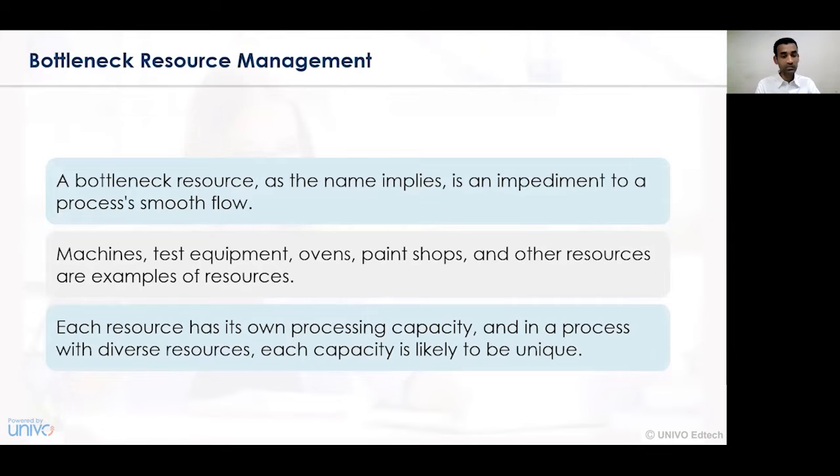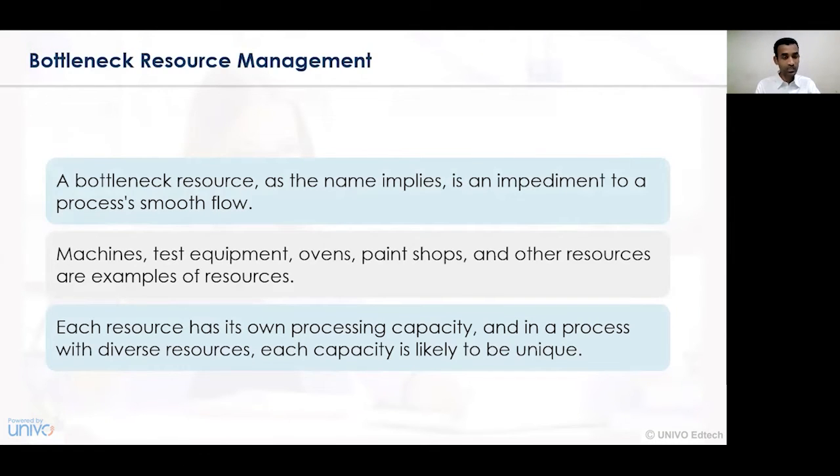When the activities are conducted one after another, certain activities may be completed within a specific time period and certain activities may not. When activities are not conducted within the specific time period and there is no smooth flow or functioning of the activities, then the problem or difficulty that arises is called a bottleneck. The machine, the testing equipment, the ovens, the paint shop, and the other resources are examples of resources wherein a bottleneck situation can arise.